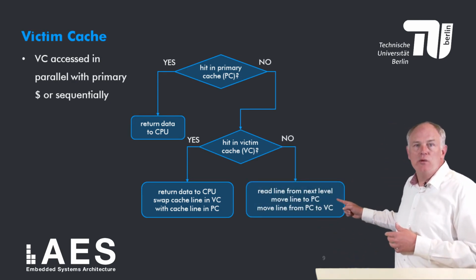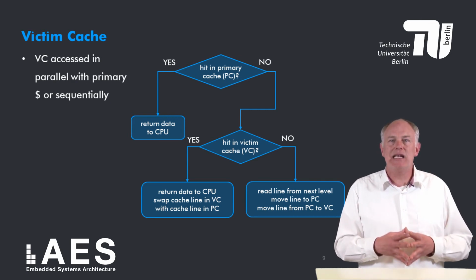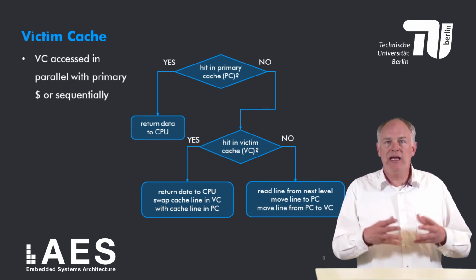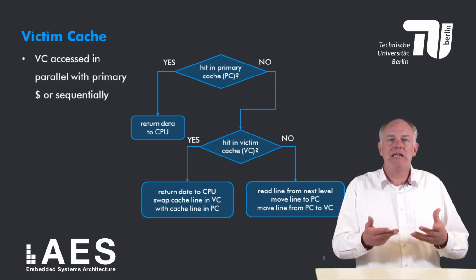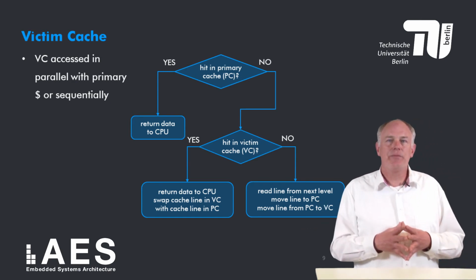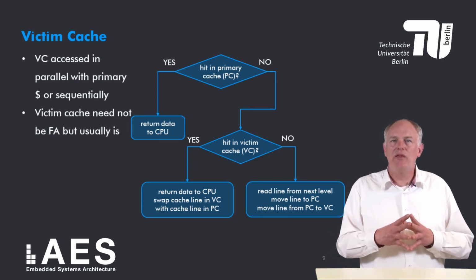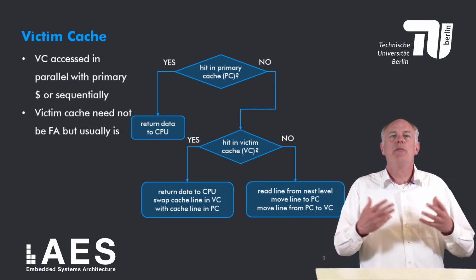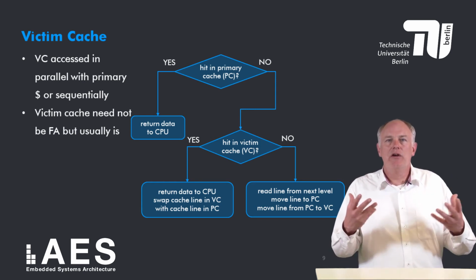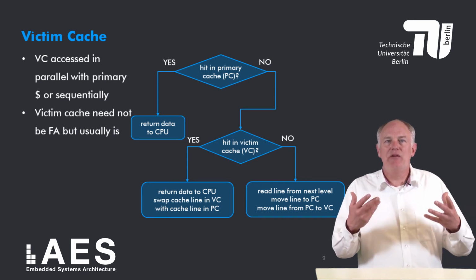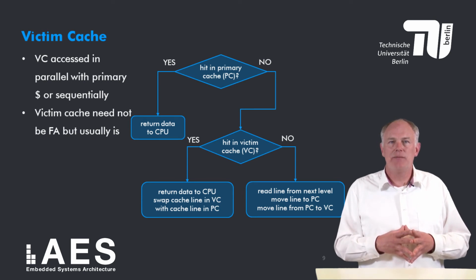If the block is also not found in the victim cache, we need to fetch the missing block from the next cache level or main memory into the primary cache. Furthermore, the block that is replaced from the primary cache is moved to the victim cache. I would also like to remark that there is no fundamental reason why the victim cache should be fully associative, but usually it is because the attempt is to avoid conflicts. The underlying idea is that the victim cache should be very small, and if it's not fully associative, there will be many conflicts in the victim cache.